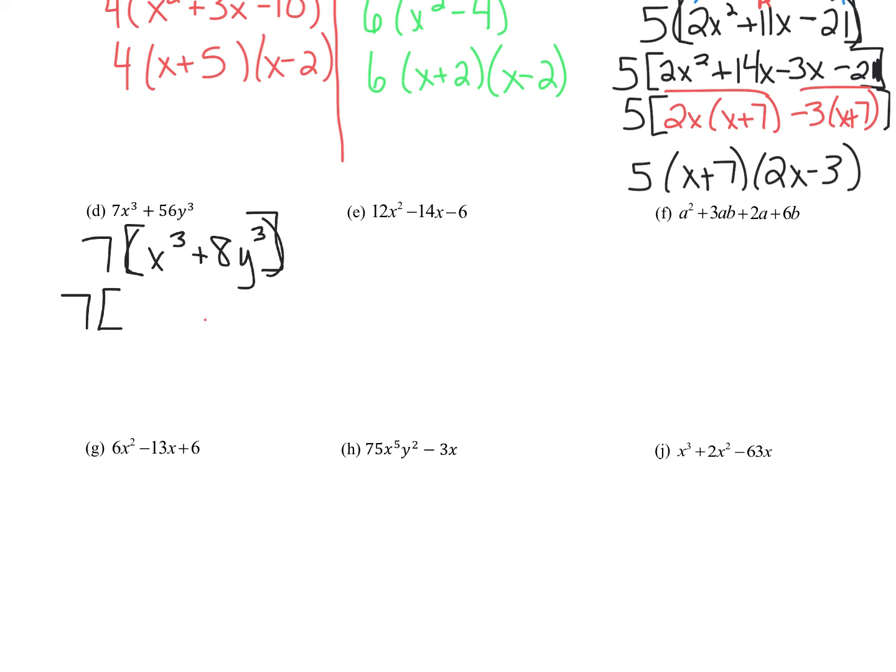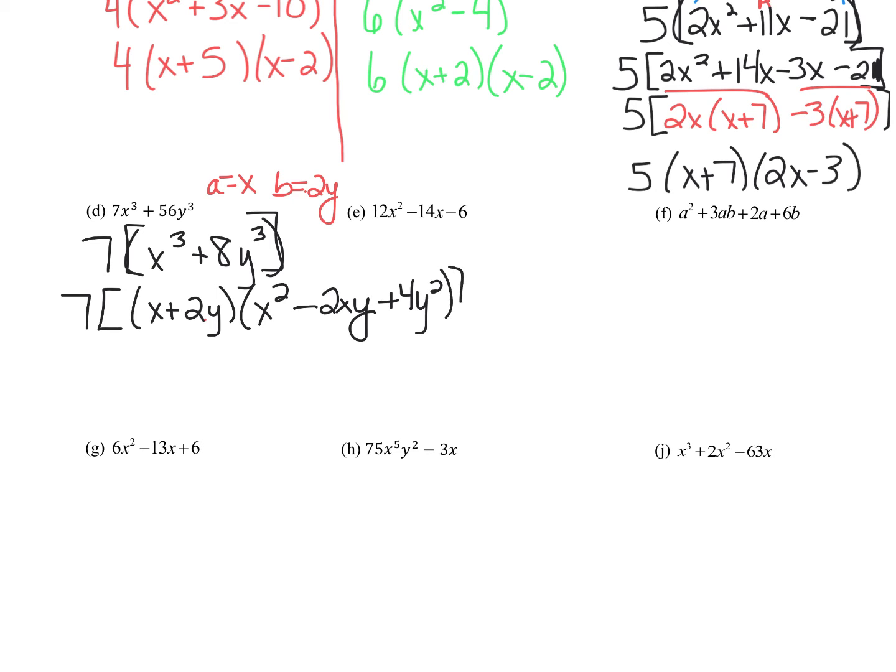I'm going to label my a and b values. So my a value is x, and my b value is 2y for that second term. So then I start to factor it, and I have a plus b, so x plus 2y. A squared is x squared, minus ab, so minus 2xy. Okay, and then we have plus b squared, so plus 4y squared. So as I said, can drop those brackets, but that is your final answer.